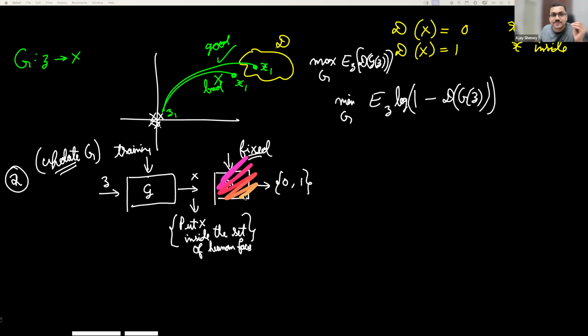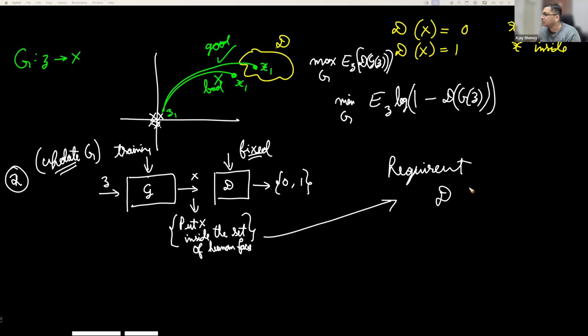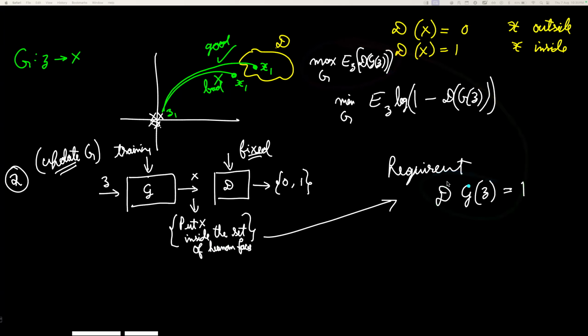So the geometry says keeping this fixed is moving Z into the circle here. The algebra says maximize. Algebra says give me a value. So the requirement, right? The requirement is the following. When I say put X inside this, if I write it as a requirement, then D of G of Z should be 1. That is the requirement. And because D is a function from 0 to 1, this statement can be achieved if you maximize this. That's it, right? The equation, the algebra and the geometry have to go hand in hand for us.